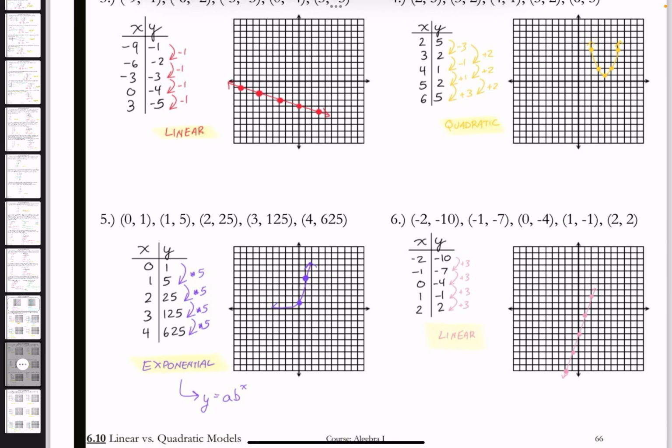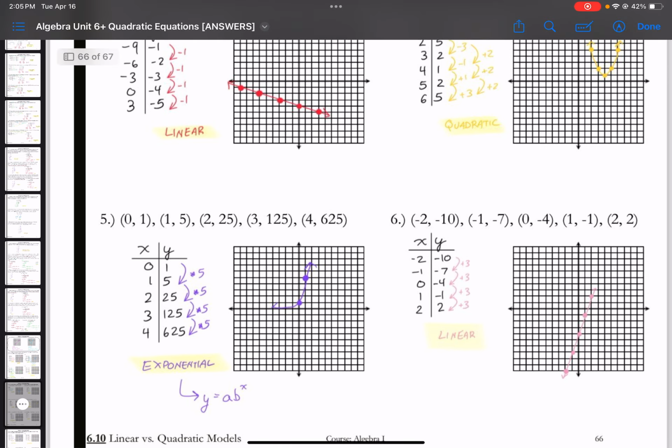Number 5, as you can see, it's an exponential model. I'm letting you know that so that you can see how you would graph something like that and how to determine it. It's because we notice there's multiplication in the mix, not just addition or subtraction in our differences. And that's it for the lesson.